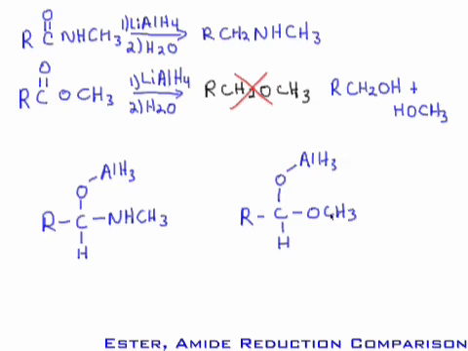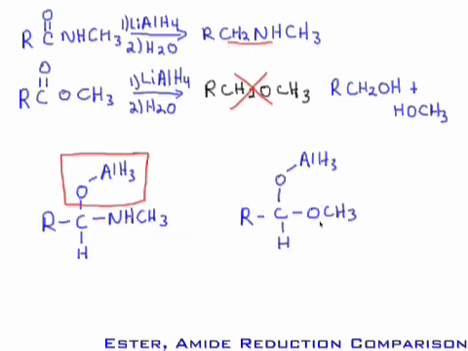Now, here's the deal. What path or what product you will form will depend on what group leaves. We've already determined that in the case of the amide, this group is the better leaving group. NHCH3- is a very powerful base, very poor leaving group. OAlH3 can compete with that, and it leaves. When it leaves, the NHCH3 is still attached to the carbon, as shown here.